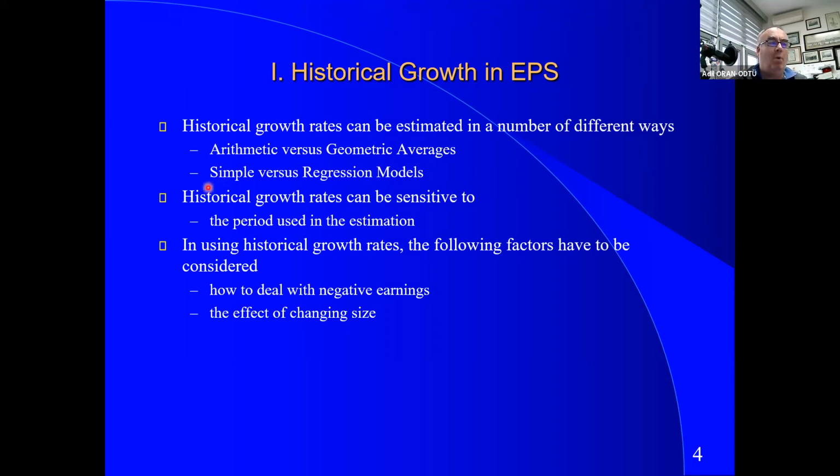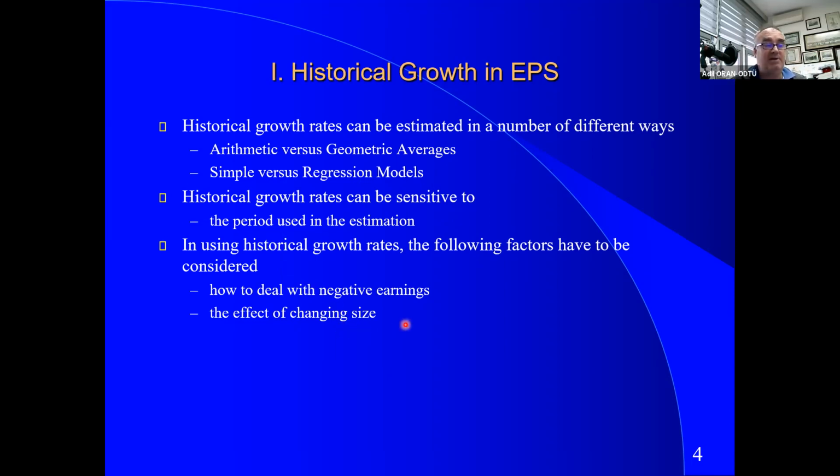Or you may also use some other type of regression model, which uses some of the fundamental factors affecting the growth rate and try to go from there. Historical growth rates can be sensitive to the period that you're examining. So are you using 1 year? Are you using 5 years? Are you using the last 10 years? Are you using a period before that when growth is fast or when it's slow? Where are you starting from? Where are you ending your estimate? All of these can have significant effects on the growth rate that you end up calculating.